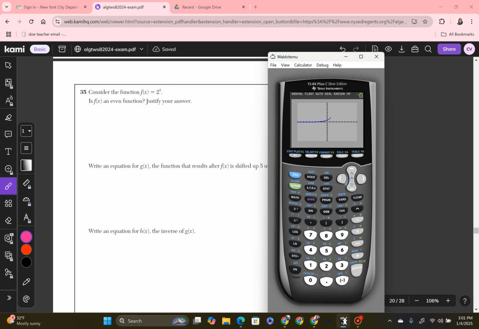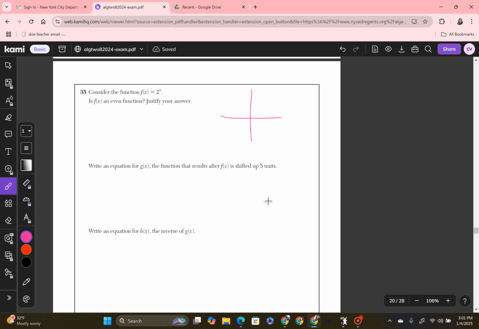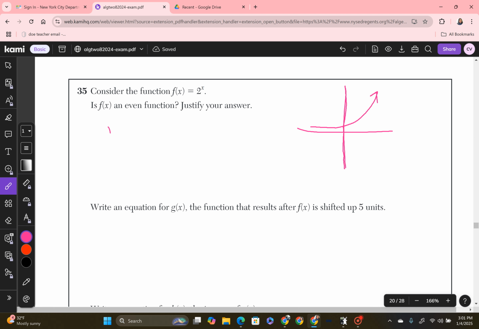So do you see that function? If you fold it along the y-axis, does that look exactly the same on the left and the right? And I'm going to say that because the graph looks like this, if I fold it along the y-axis, there's nothing that looks like this and like that. So I'm going to say that the answer to that is no. It is not an even function. So we're going to say that no, not an even function. And we can say because it is not symmetrical. Look at me using math words.